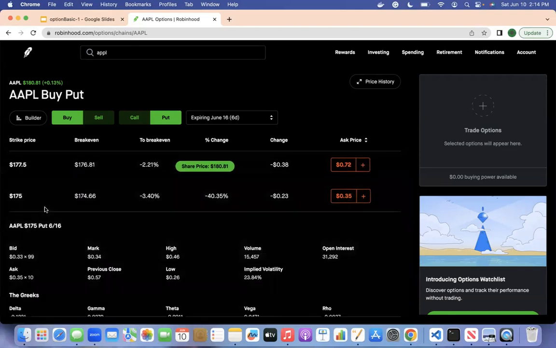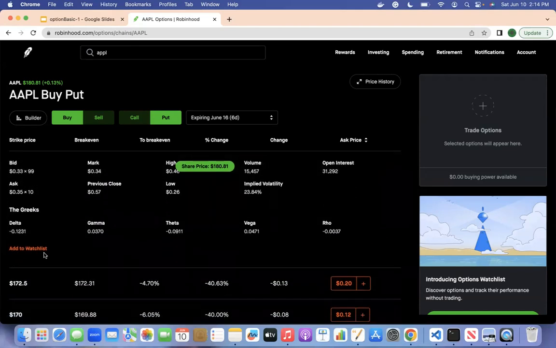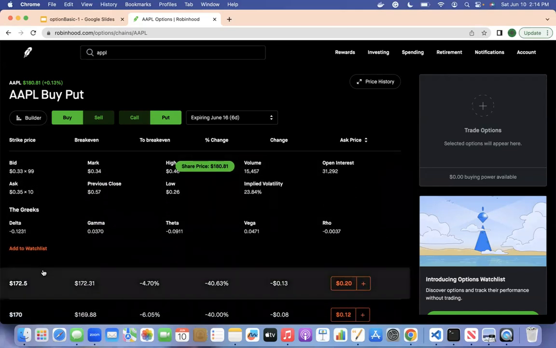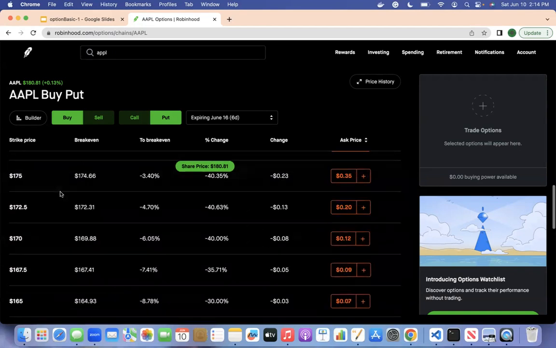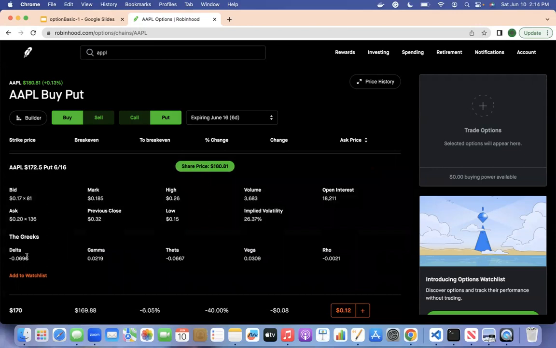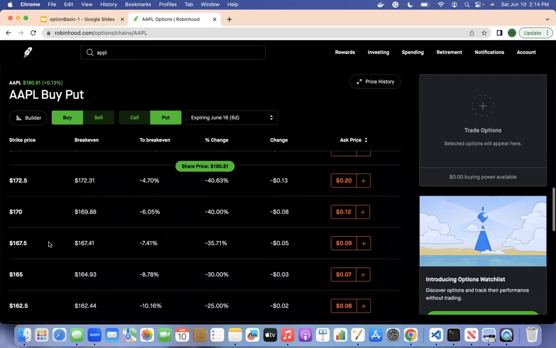So you choose 175, and you see that your delta value is going lower and lower in the negative, right? So it's going close to negative one. So, okay. That's all for now.